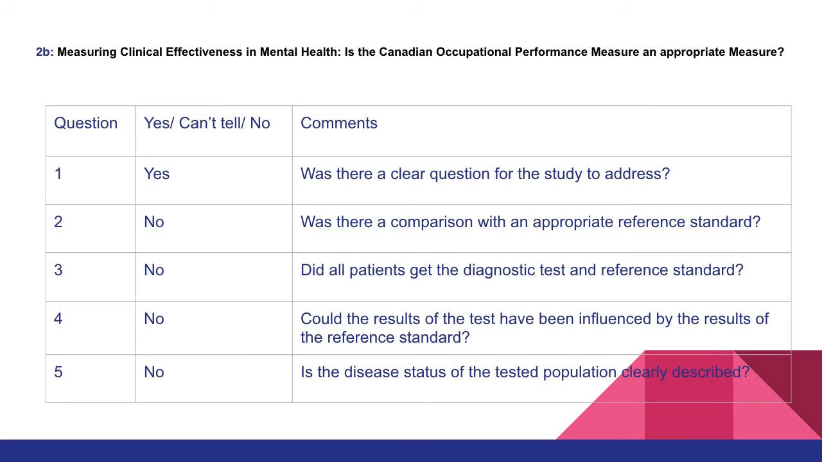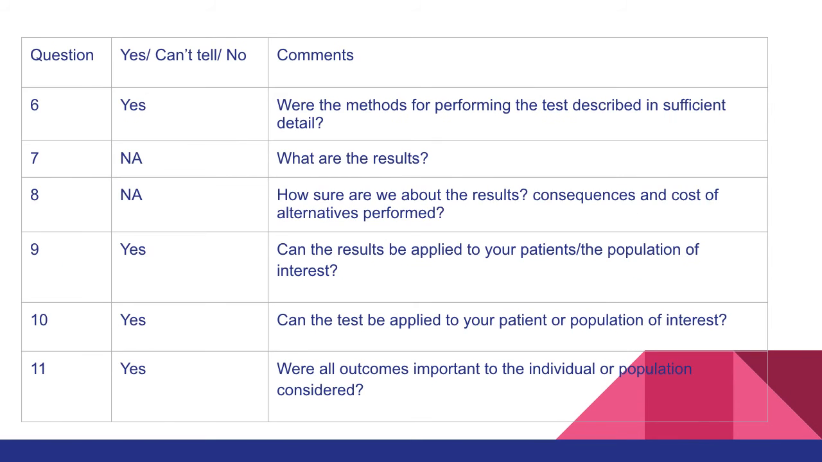For the third article, which is measuring clinical effectiveness in mental health, is the Canadian Occupational Performance Measure an appropriate measure? The group answered yes to question number 1: was there a clear question for the study to address? And then questions number 6, 9, 10, and 11.